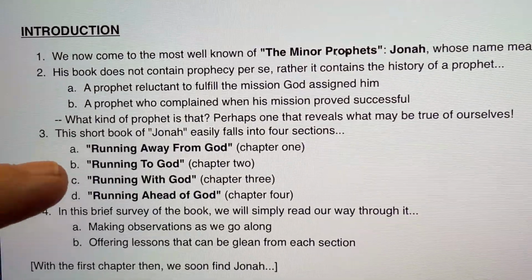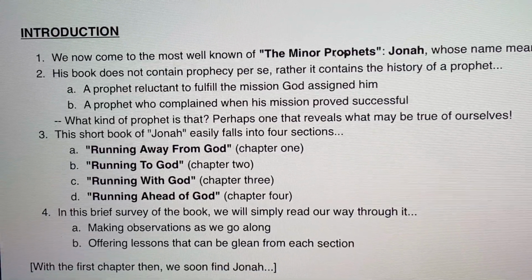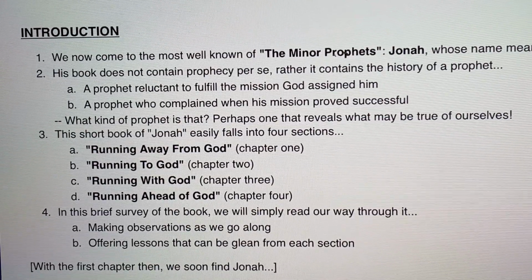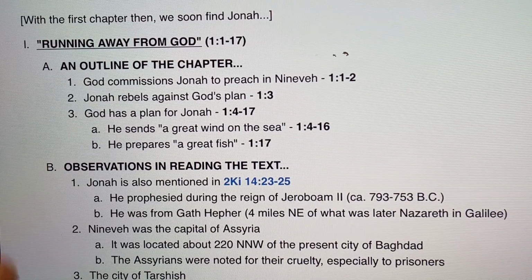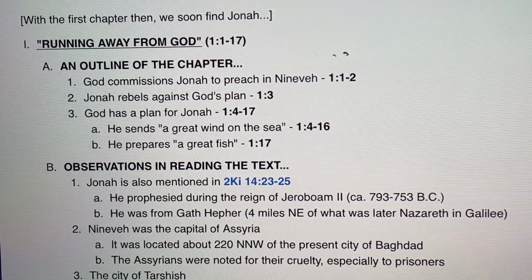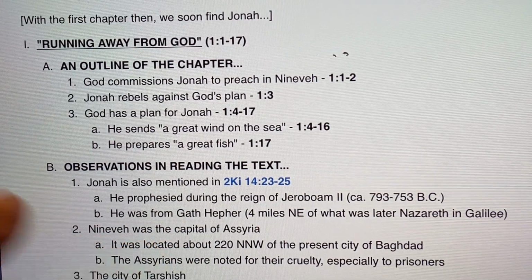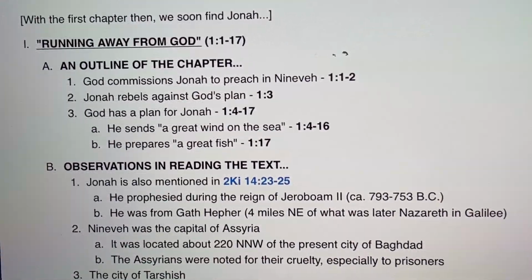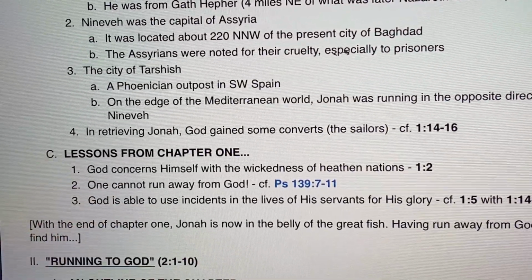He even breaks the book of Jonah up into four categories for the four chapters, and right there, running away from God, would be your good chapter title if you couldn't think of one yourself. And then he goes down and outlines the chapter, breaks it down for you a little bit, and gives a little bit of extra information, like Nineveh was the capital of Assyria, where it was located, all kinds of extra things like that. And then he even has lessons from chapter 1.